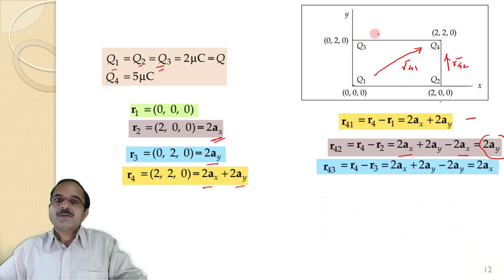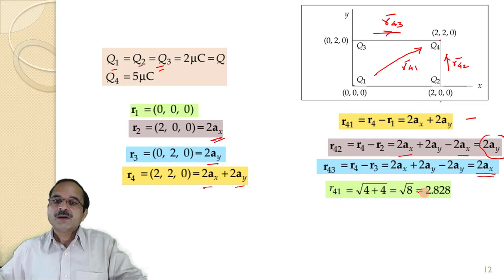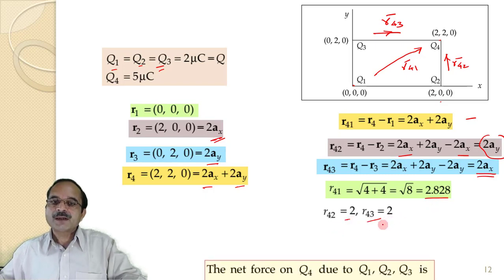Similarly, r43 along this direction: x component is 2 minus 0, so that is 2ax, then 2 minus 2, so y component is 0, and the z component is also 0, so finally it is 2ax. The magnitude of r41 is square root of 4 plus 4, so that is 2.828. The magnitude of r42 is 2, and the magnitude of r43 is 2.